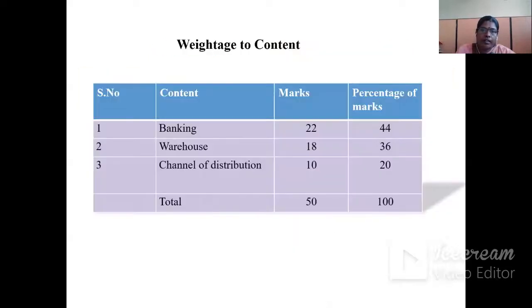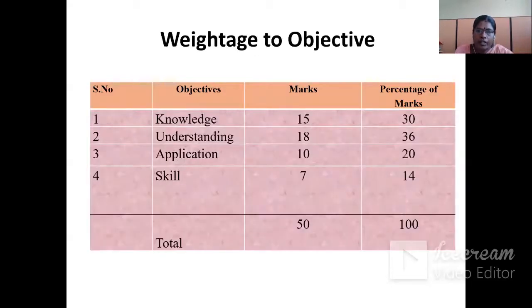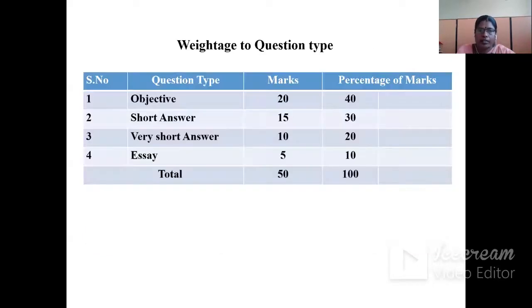So see, weightage to content. I chose the topics banking, warehouse, and channels of distribution. Banking for 22 marks, warehouse for 18 marks, and channels of distribution for 10 marks. Total 50 marks is the weightage of the content. Next one, weightage to objectives: knowledge level, understanding level, application level, and skill level. Knowledge 15 marks, understanding 18 marks, application 10 marks, and skill 7 marks.